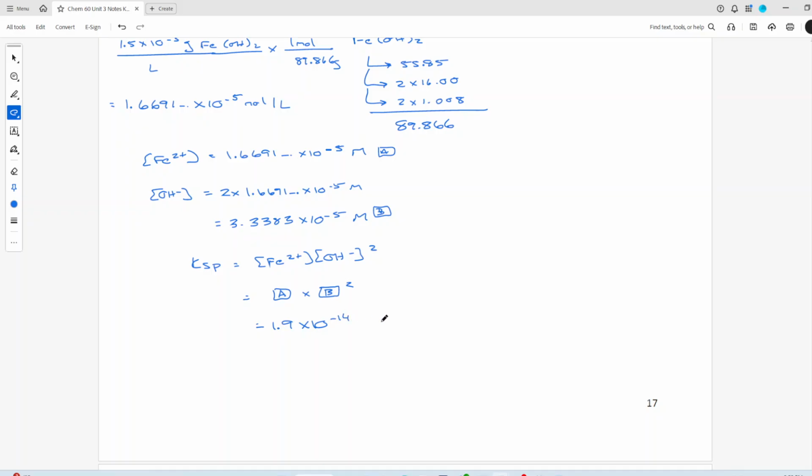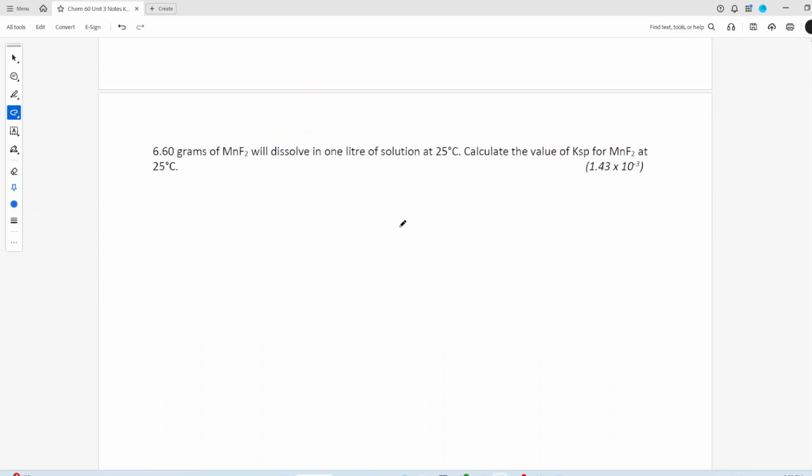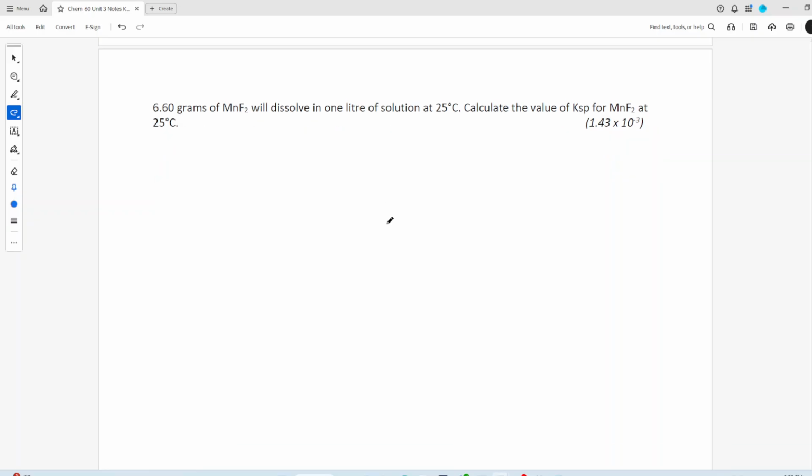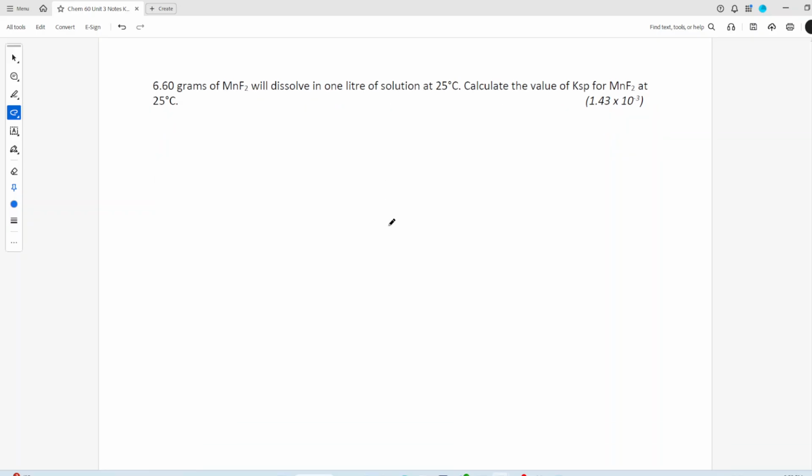All right, hopefully you got the same as me. All right, we've got one more example here. So if you're feeling it, give this one a go on your own. If you're not, I can walk you through it. Okay, so for this one, we have 6.60 grams of the manganese fluoride will dissolve in 1 liter of solution at 25 degrees Celsius. Calculate the value of KSP for manganese fluoride at 25 degrees Celsius.